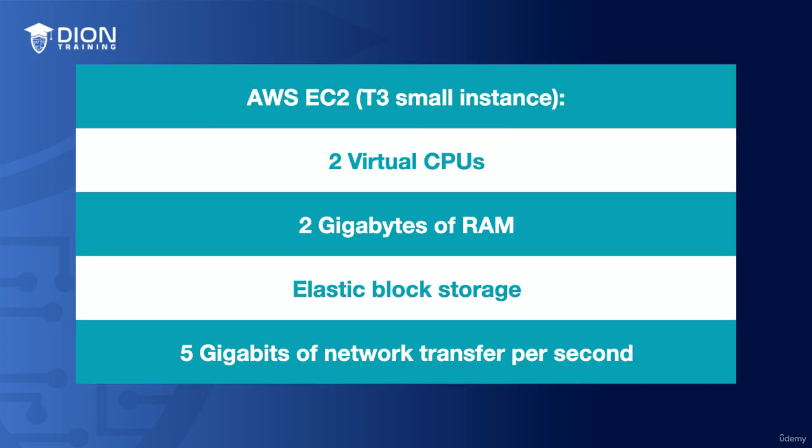Let's use an example of the AWS EC2 instance that is configured as a T3 small instance. This would give us a virtual machine with 2 virtual CPUs, 2 gigabytes of RAM, elastic block storage, and up to 5 gigabits of network transfer per second. Now, regardless of whether we use a spot instance or reserved instance, we will get to use the same hardware and receive the same performance, but there's a big difference in pricing for these two instances.